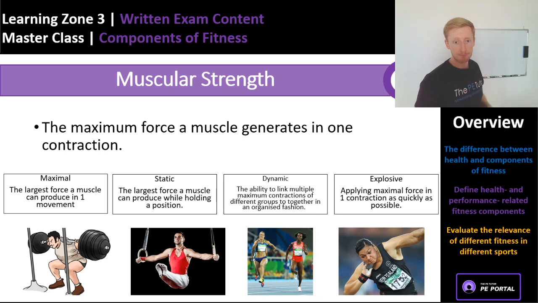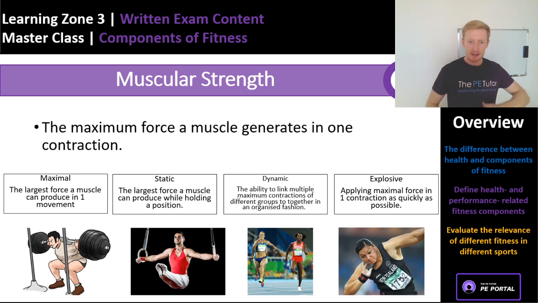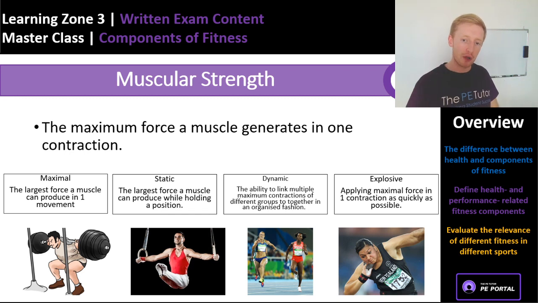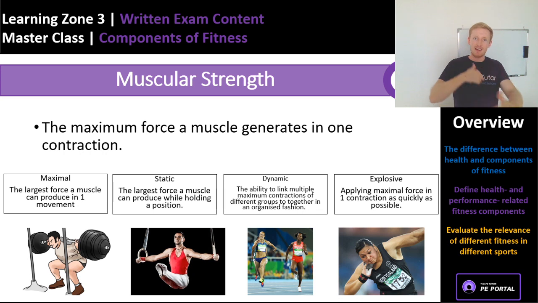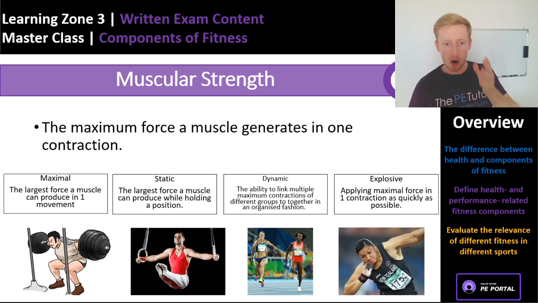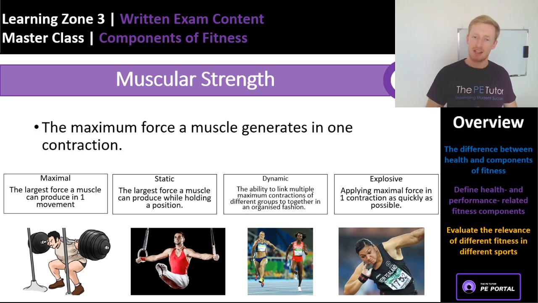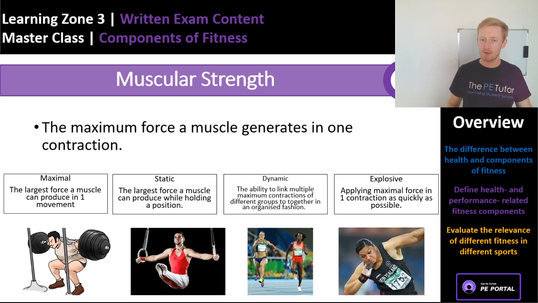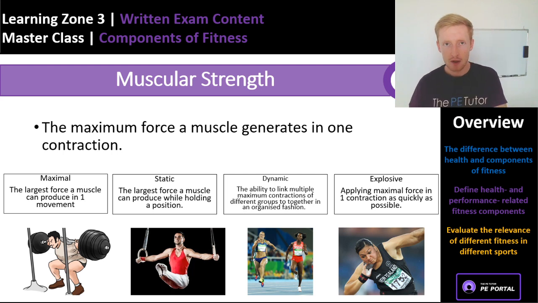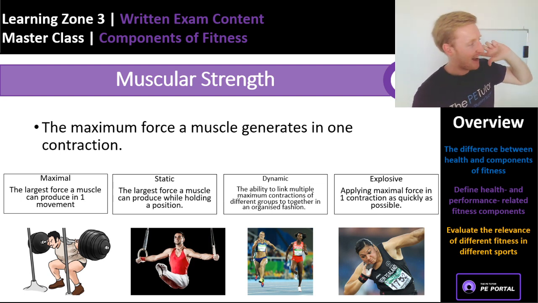Dynamic, so the ability to link multiple maximal contractions together using different muscle groups at the same time, but organized, to sustain application of strength. Most invasion games will require dynamic strength. Explosive is a combination really of dynamic and maximal. Dynamic thinks sequences of events, slightly longer term application, a 100-meter sprint for example. Explosive, however, is 1 contraction, but we complete it as fast as we can.